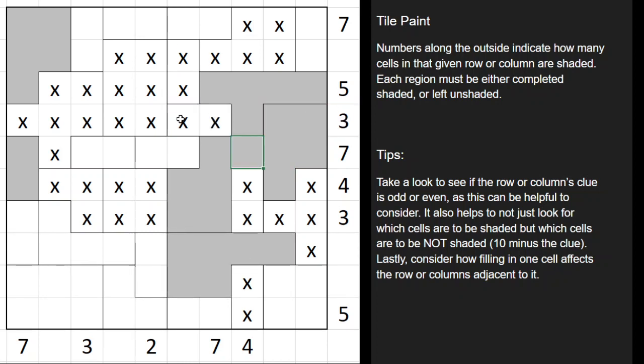So these 2 are no longer. And we're making good progress. So this 7, we need to find 3 unshaded cells, right? 10, there's 10 cells total, so if 7 are shaded, 3 are going to be unshaded.